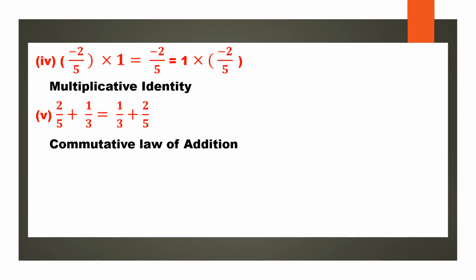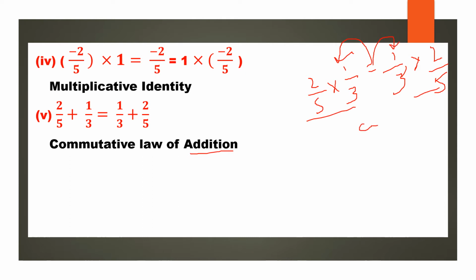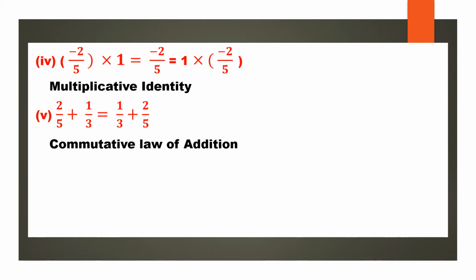Suppose I used multiplication like this: 2 by 5 into 1 by 3 equal to 1 by 3 into 2 by 5. First you should observe carefully. On the left side and right side, same things are there with the same symbol, so they are common. You should analyze like this in your mind: common. So the property used is commutative law. As the symbol is multiplication, I should say commutative law of multiplication. If it is addition, commutative law of addition. So let us go to the next question.